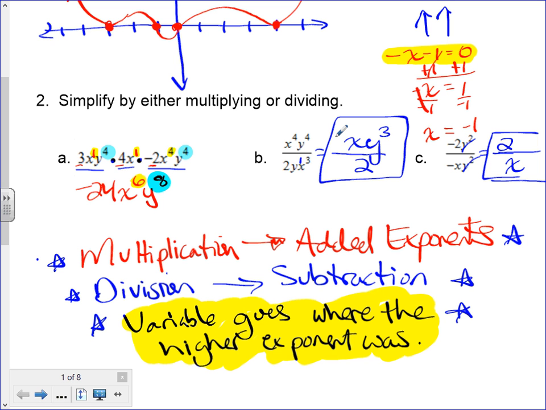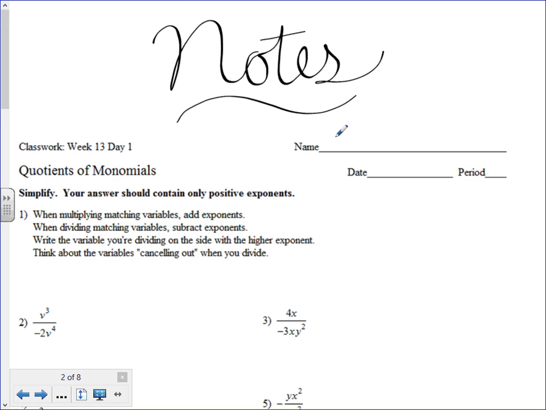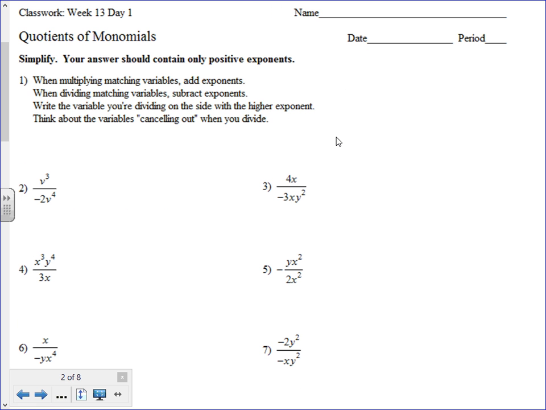Okay, so take your warm-up, set it aside, and look at today's notes in 10, 9, 8, 7, 6, 5, 4, 3, 2, and 1. Guess what? These 3 points are the same 3 points I just wrote down on your warm-up. So these are the keys. These are the keys right here. The variable goes wherever you had the higher exponent.